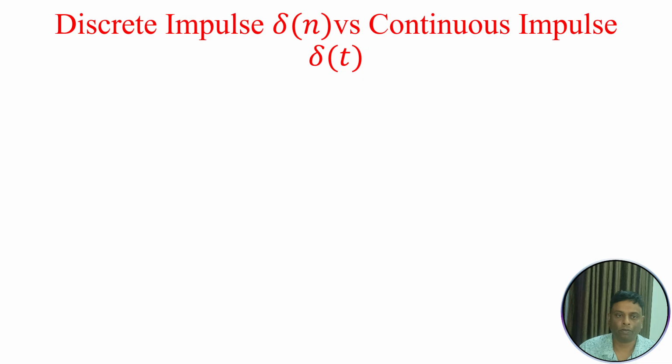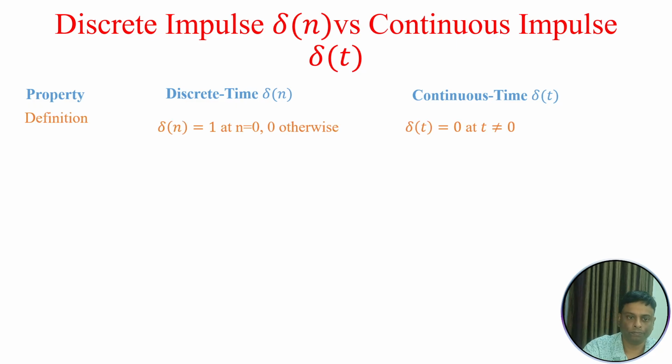So let us compare the discrete impulse, delta of n, and the continuous impulse, delta of t. First is the definition: delta of n equals 1 for n equal to 0, and 0 otherwise, and delta of t equals 0 for t not equal to 0. This is the definition of the discrete time and continuous time delta function. The area, the summation, will be equal to 1. Similarly, the integration of delta of t dt will be equal to 1.